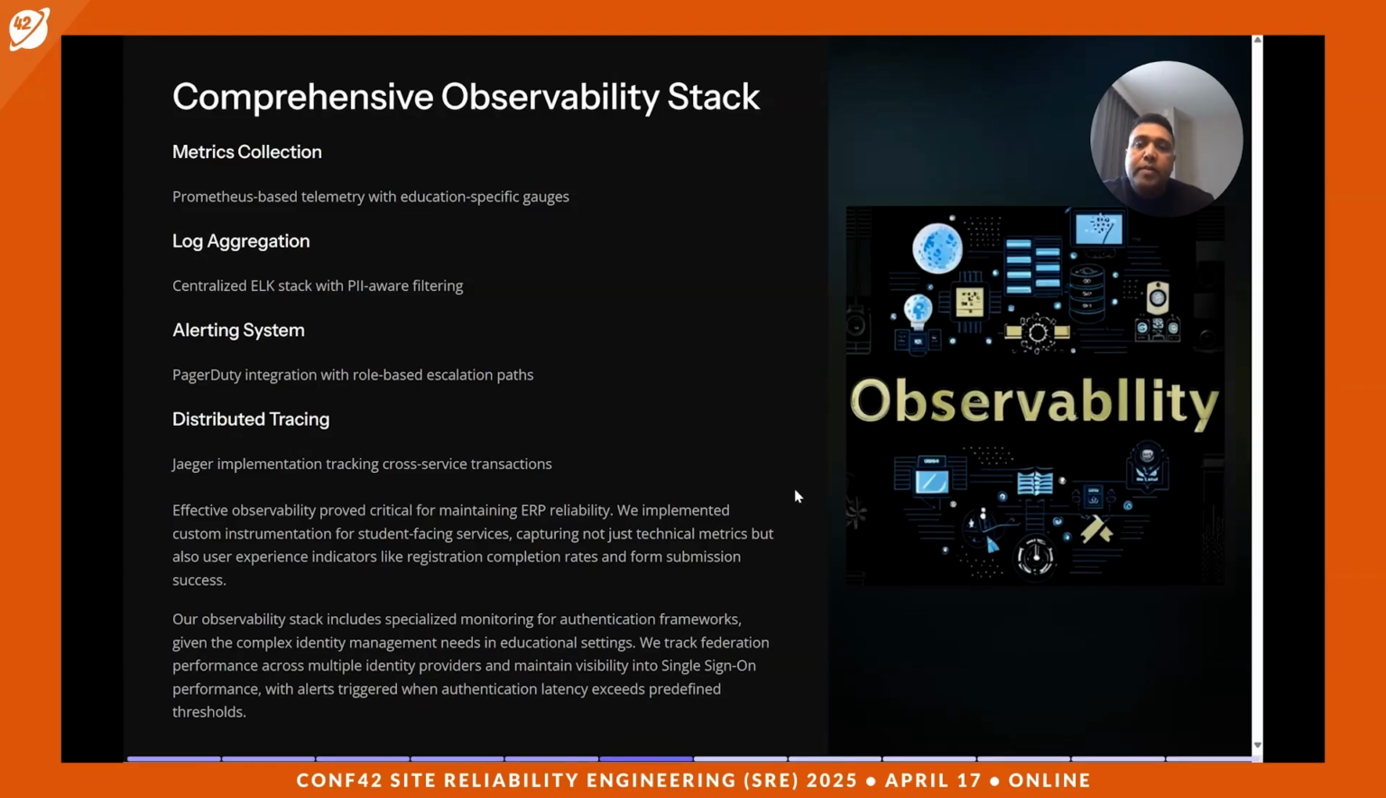Our observability stack includes specialized monitoring for the authentication framework. Given the complex identity management needs in educational settings, we track federation performance across multiple identity providers and maintain visibility into single sign-on performance, with alerts triggered when authentication latency exceeds predefined thresholds. So it's very important to have thresholds to measure those service SLOs and SLAs.